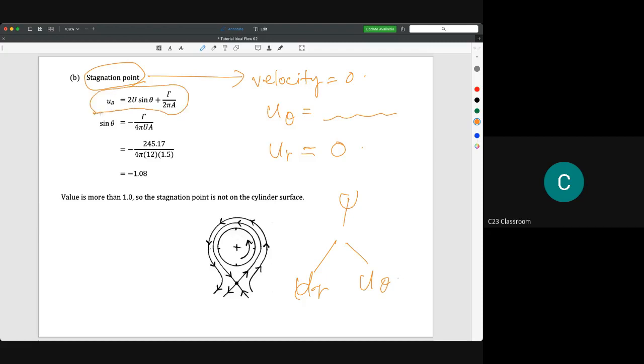And then to know the location of the stagnation point means you need to know what is the angle, or what is the value of sine theta. From this calculation, when you substitute all the things, you will have negative 1.08, and you already know that sine and cos will have a maximum value of 1 and minus 1. So if you get negative 1.08, this value actually cannot be solved by using this equation. So it means that the stagnation point is not on the cylinder surface.